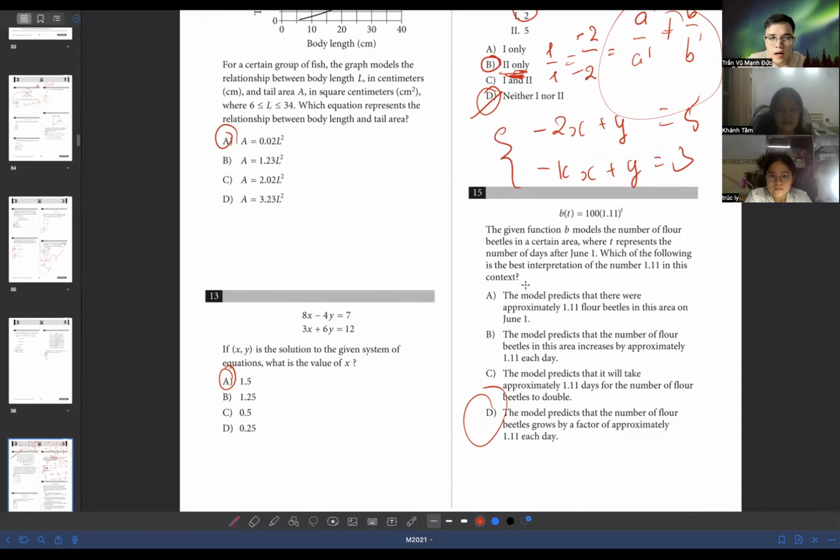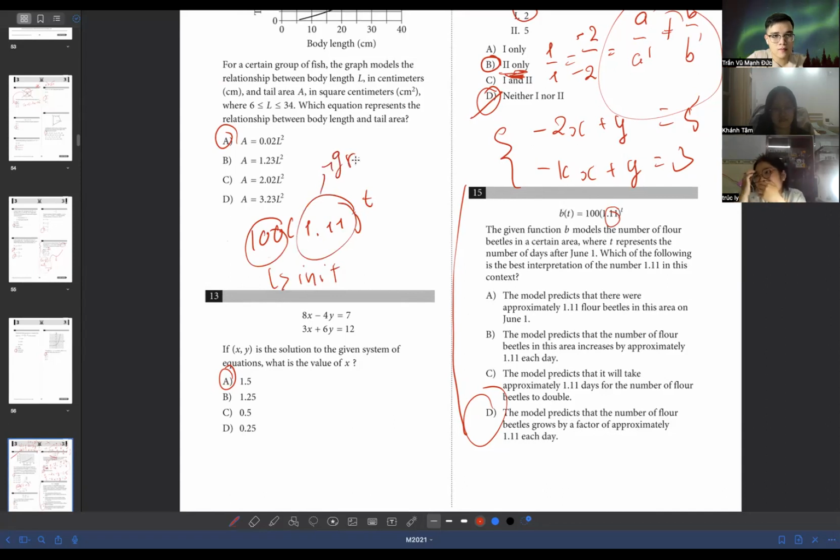This is question 15. Question 15 is very good on your end because I haven't mentioned this yet. This is the growth factor. Right, this is the growth factor. If they are to ask what is the growth factor? 100 times 1.11 to the power of t. 100 is the initial value. 1.11 is the growth factor. And t is the time or repetition.